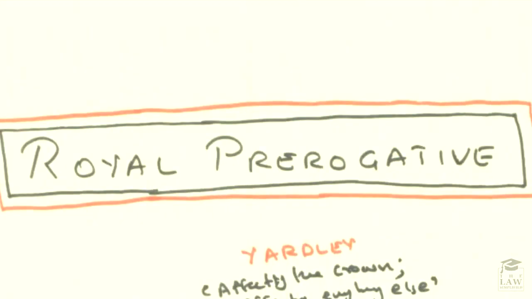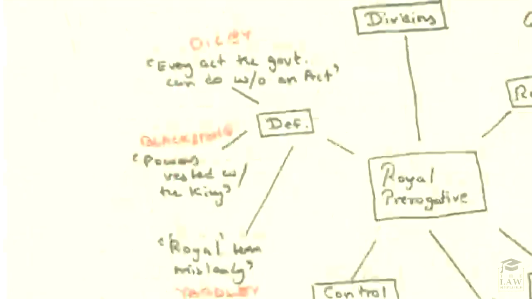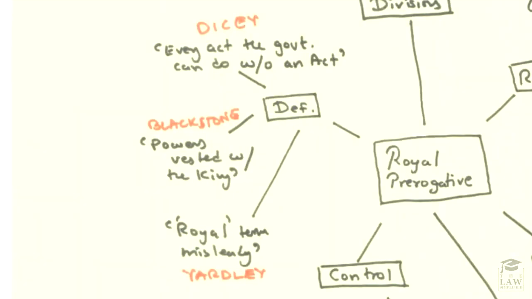Now that we've considered an overview of the royal prerogative, let's summarize a few commentary as well as certain other features of the royal prerogative before moving on. In terms of a definition, which we considered earlier, being the remainder of powers vested with the Crown, there have been several notable jurists and academics that have considered various other definitions for the royal prerogative. Quite notably, A.V. Dicey has noted that royal prerogatives can be considered as every act the government can do without an act.